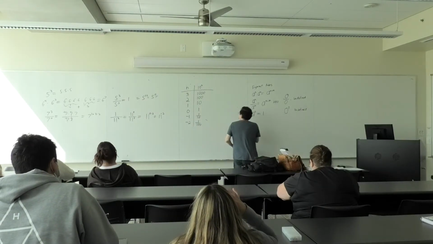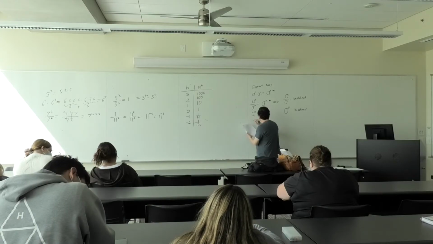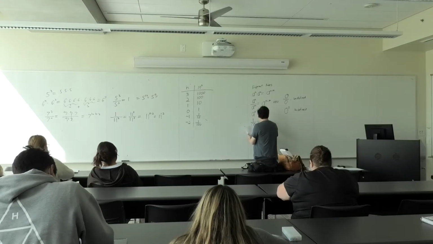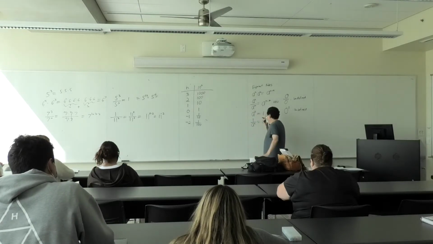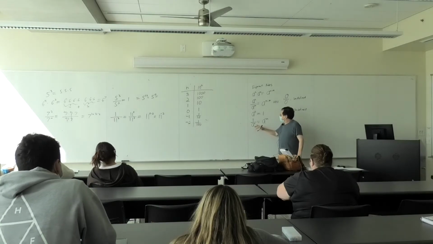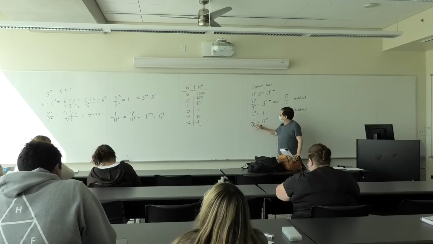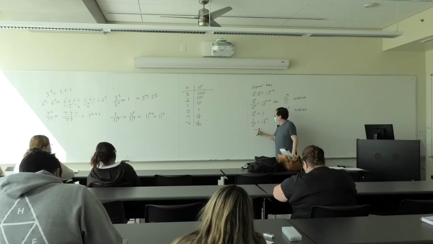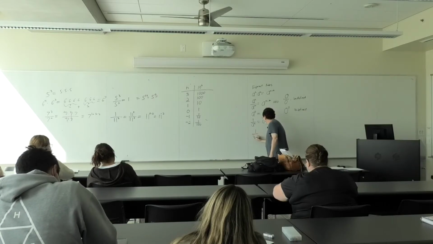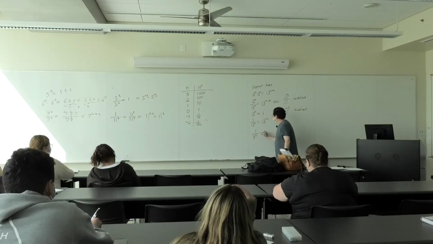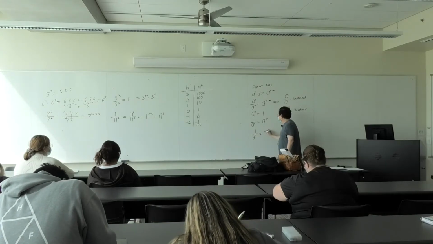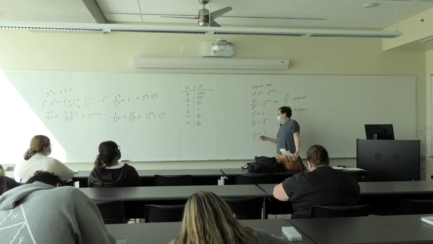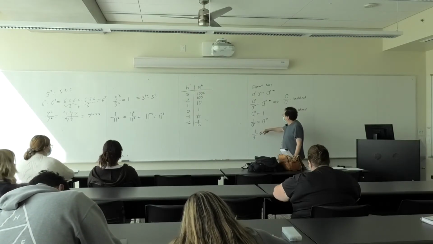So to encapsulate that all, we have a rule. 1 over a to the n equals a to the minus n. Now, you can interpret this n either as positive or negative, right? So if I have 1 over 3 to the minus 5, I can just move that up. That becomes 3 to the 5. Right? So it works both ways.